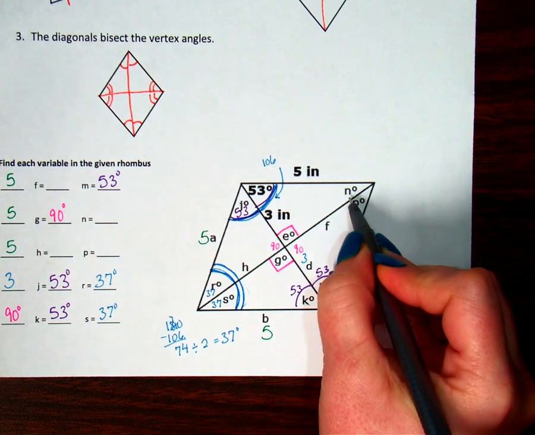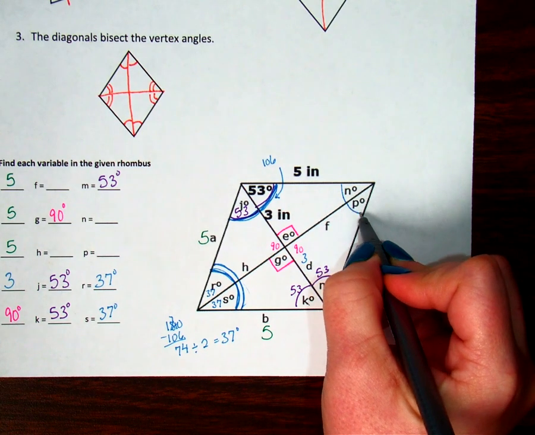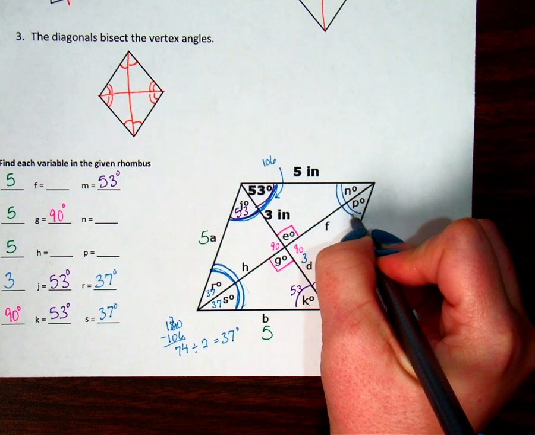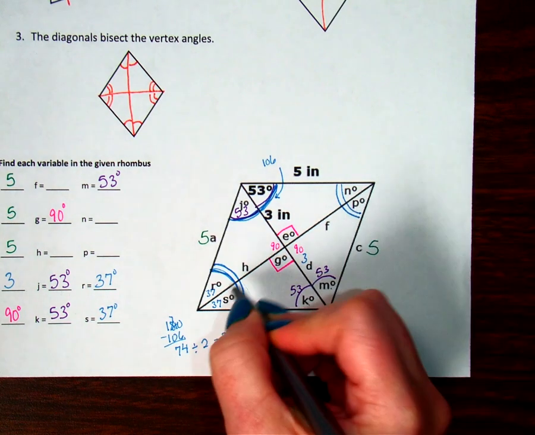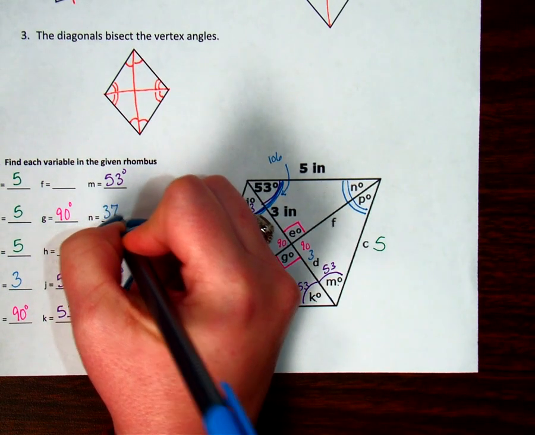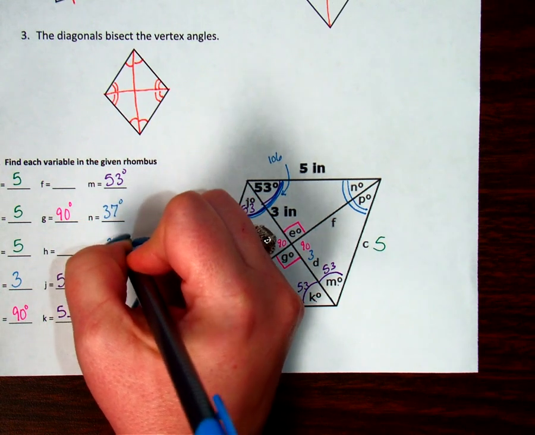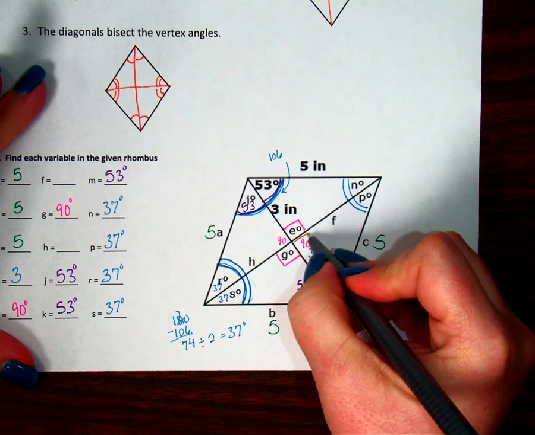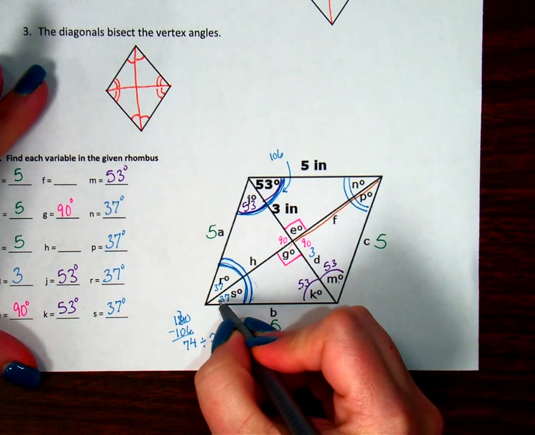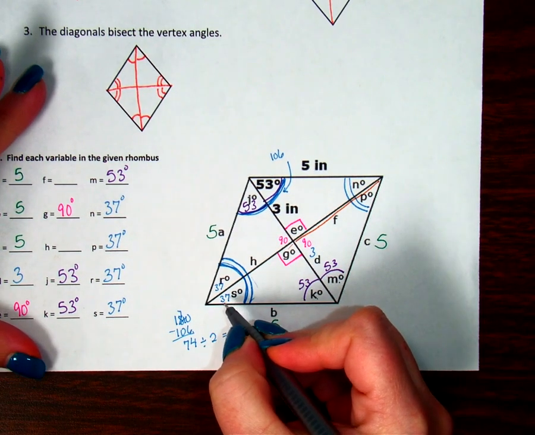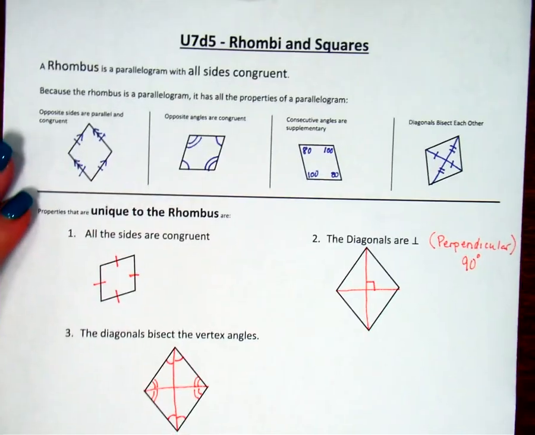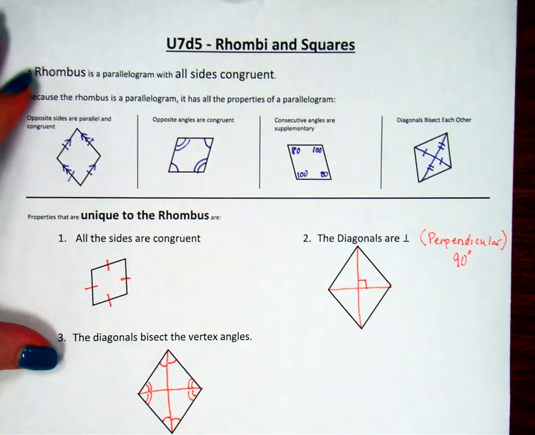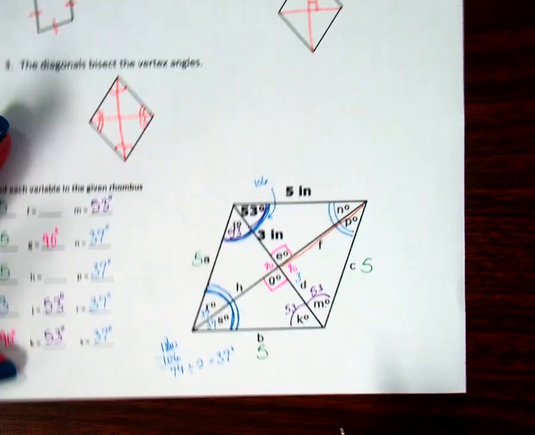That also means up here N and P are both 37 because opposite angles are congruent. 37 degrees and 37 degrees. So now the only things I'm missing are F and H. Okay? When I look at F and H, F is here and H is the other half of that diagonal. I know they're equal to each other, but I need to know what they are. And I've kind of exhausted all my properties of diagonals anyways. So I'm going to have to think back even further in what we've learned.